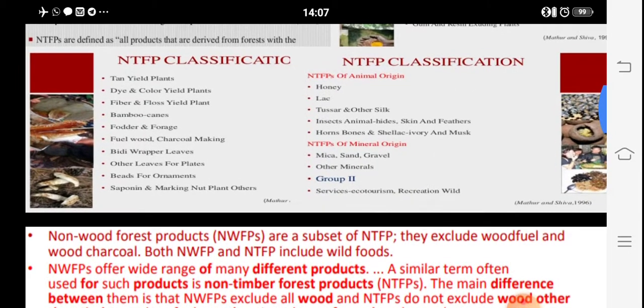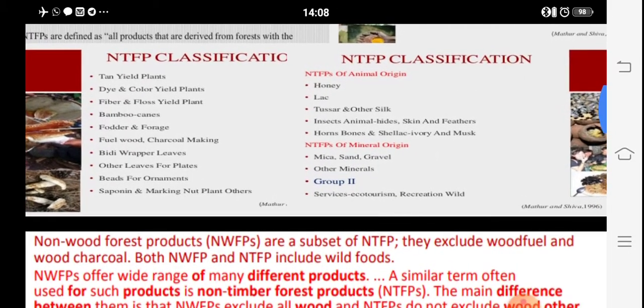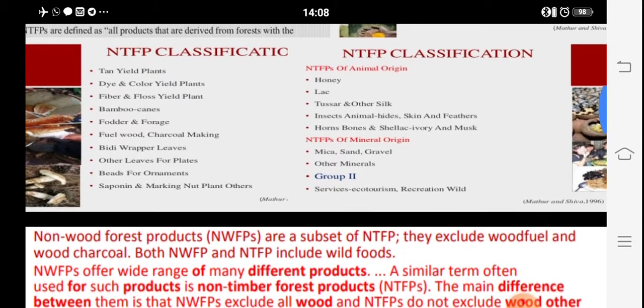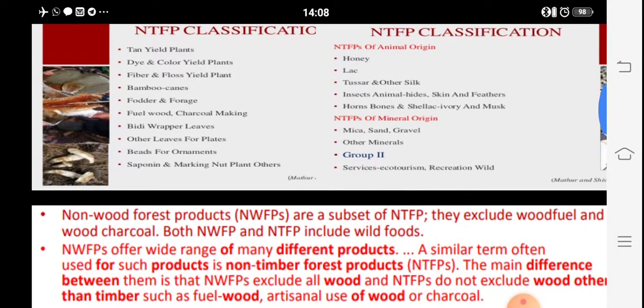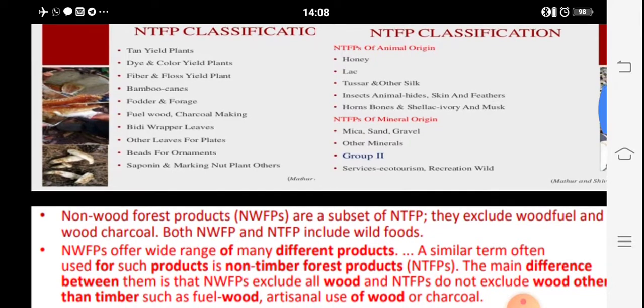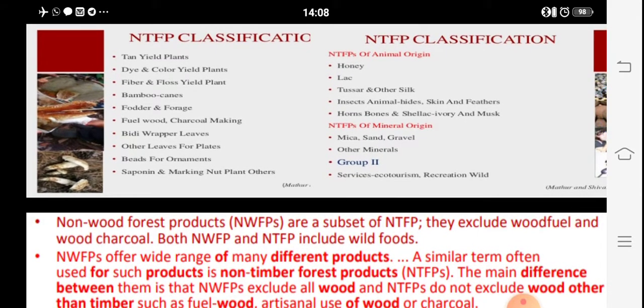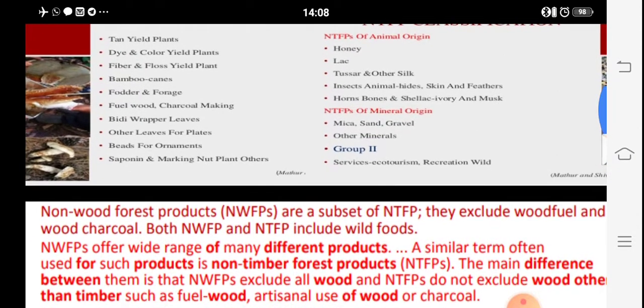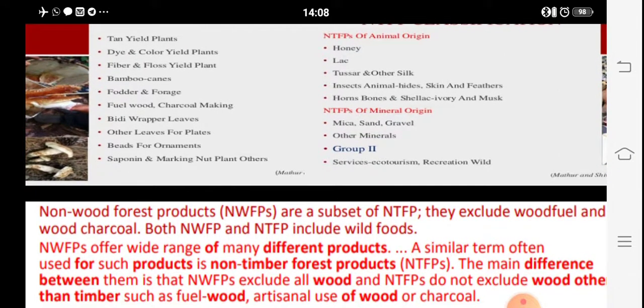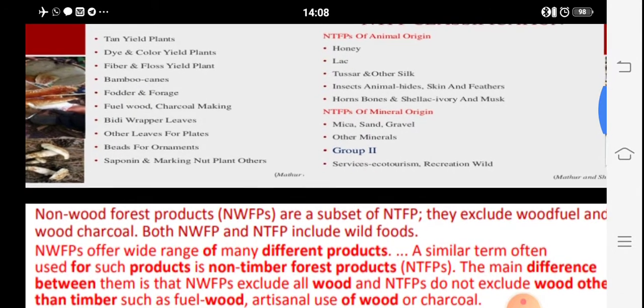Then classification under these NTFPs: the different tan yielding plants, dye and color yielding plants, then fiber and floss yielding plants, bamboo canes, fodder and forage. Forage, that is the animal food. Then fuel wood, charcoal making. Then bidi wrapper leaves. Then other leaves for plates, beads for ornaments, etc.